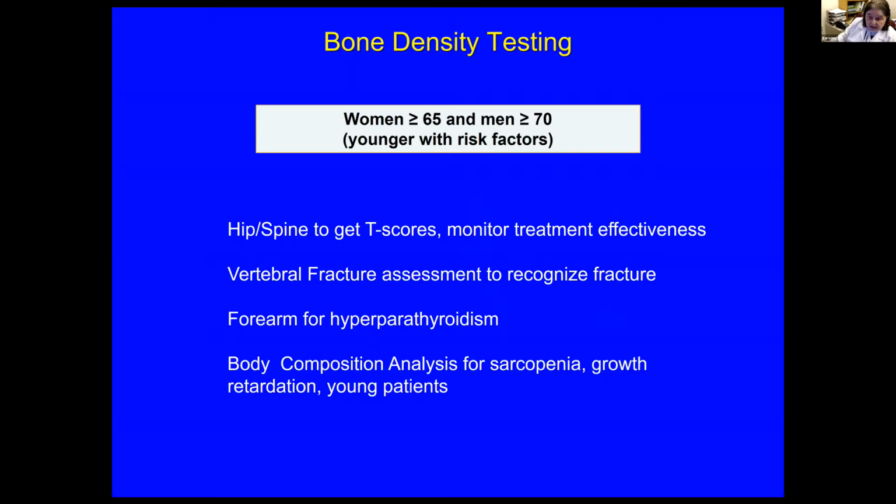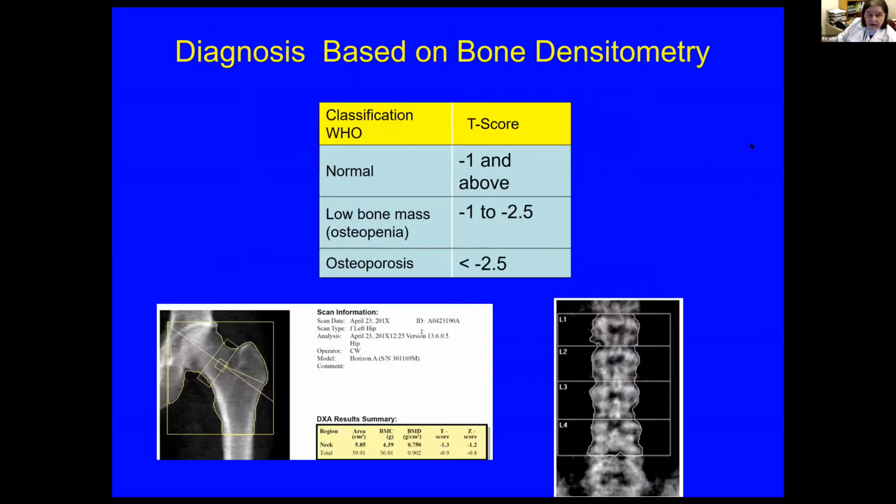If the patient has high PTH, we do a forearm bone density, and we do a body composition analysis to evaluate for sarcopenia, growth hormone deficiency, and in young patients where the general hip spine bone density would not be applicable. And I forgot to mention to you that please interrupt me at will.